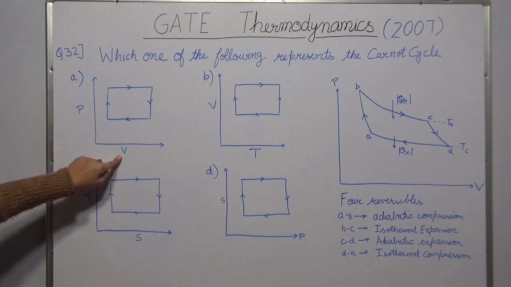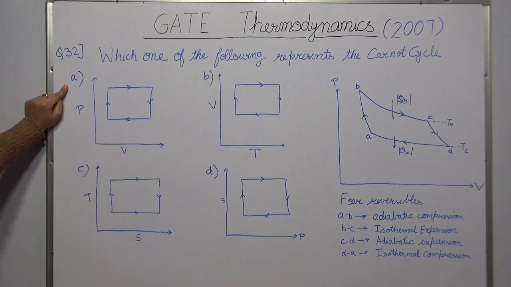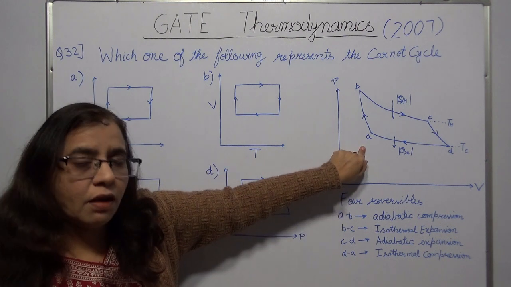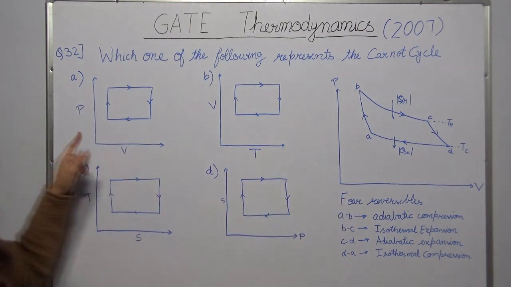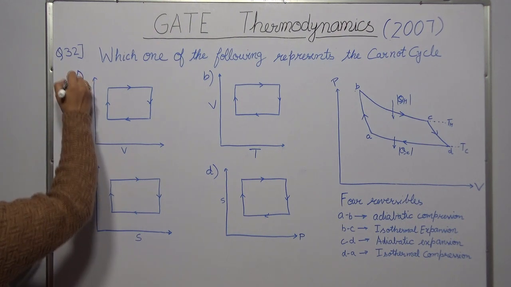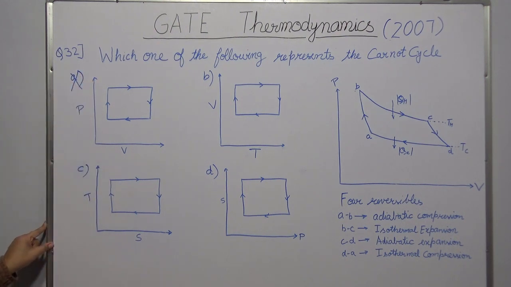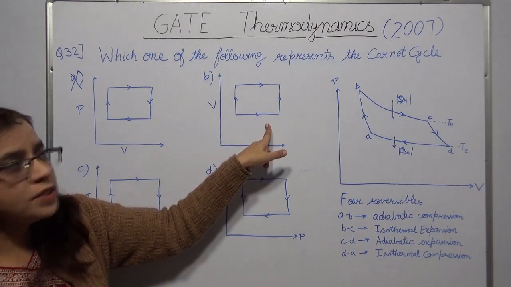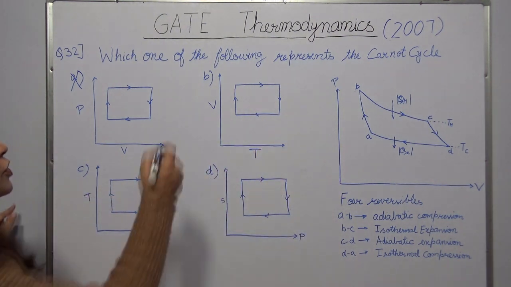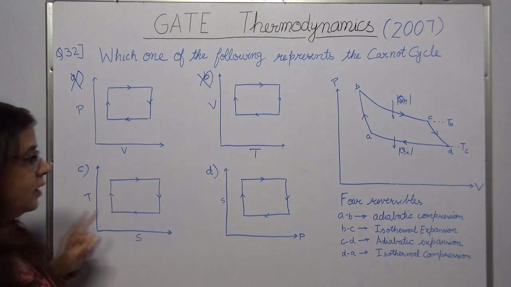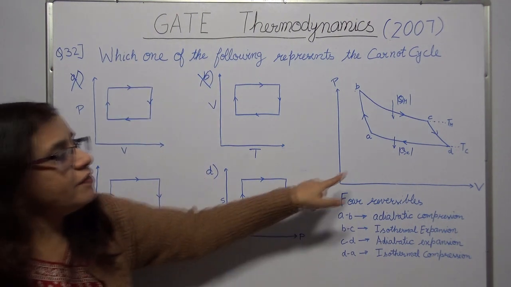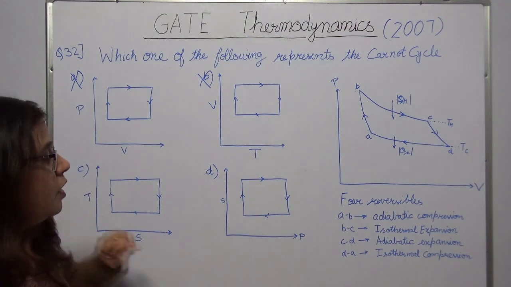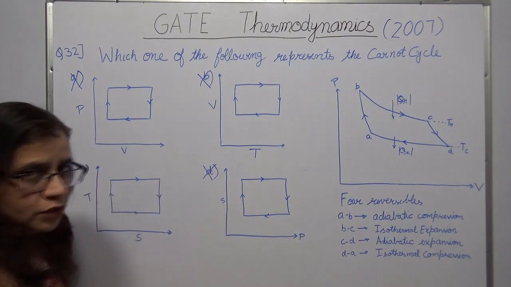So let's see the first option. We have already seen that on PV plot your Carnot cycle looks something like this. There are no straight lines, so straight away your option A is wrong. Since you do not have any constant volume process in a Carnot cycle, your option B is also wrong. Let's see over here. You do not have any constant pressure process. Once again, then this option is also wrong.